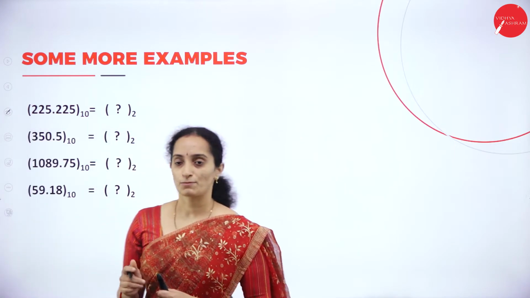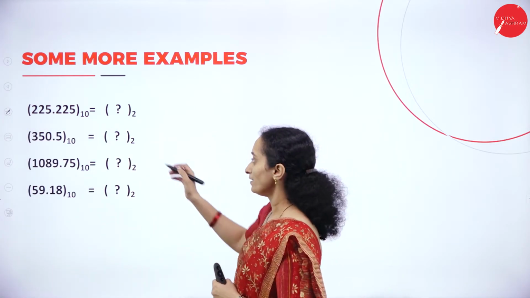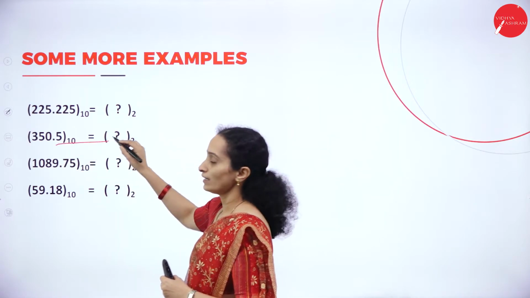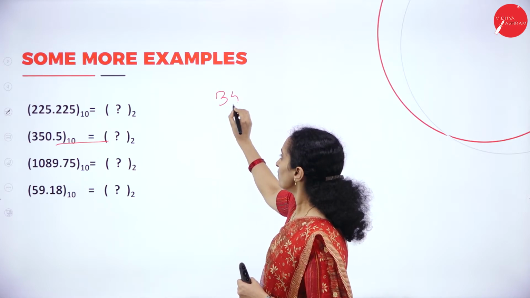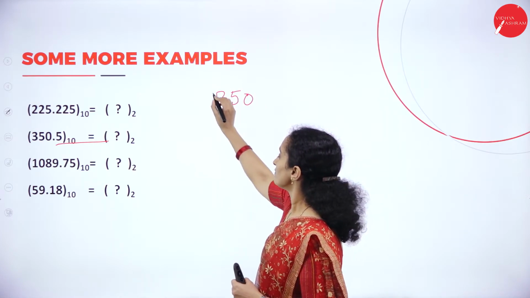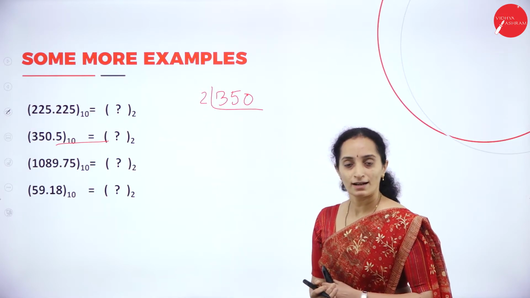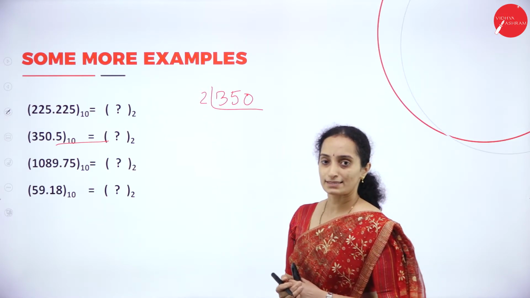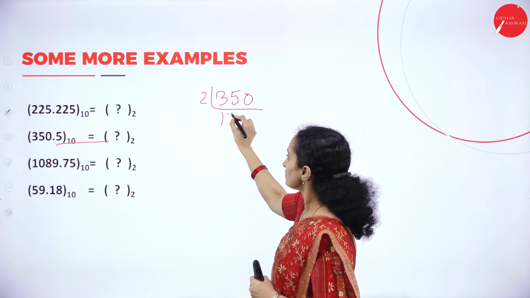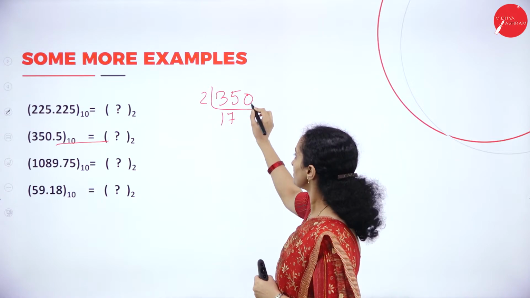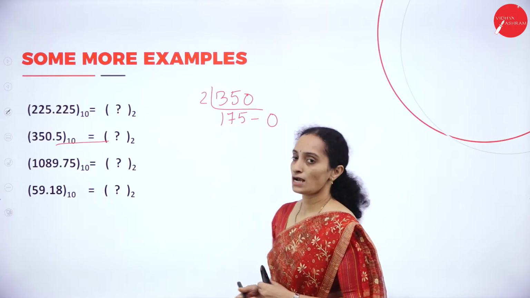Okay, these are some of the examples for fractional part. We shall look at one example here: 350. We shall divide it by 2. First, we'll do the successive division for the integer part. 2 fives are 10, remainder is 0.